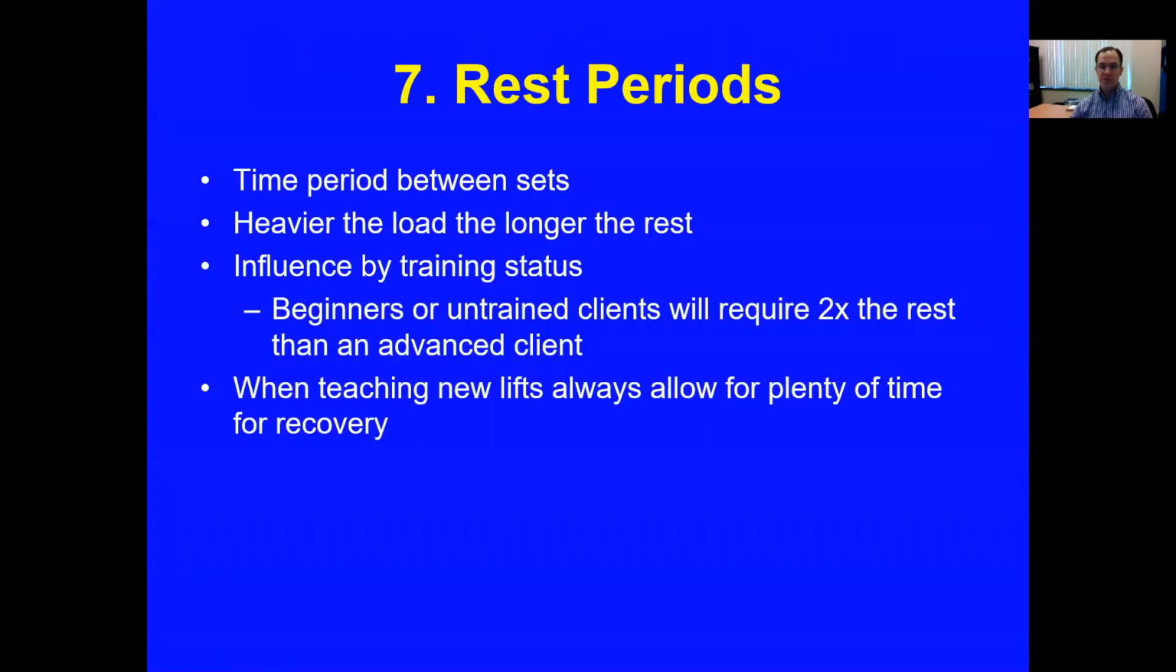Finally, this is rest periods, and this is something I mentioned in class, that rest periods are one of the most overlooked and improperly used parts of resistance training. It simply is the time period between sets. And the heavier the load, the longer the rest, generally speaking. It's influenced by training status: beginners or untrained clients will require more rest than an advanced client. And when teaching new lifts, always allow plenty of time for recovery to make sure that they get the form down first before you start increasing the amount of weight.